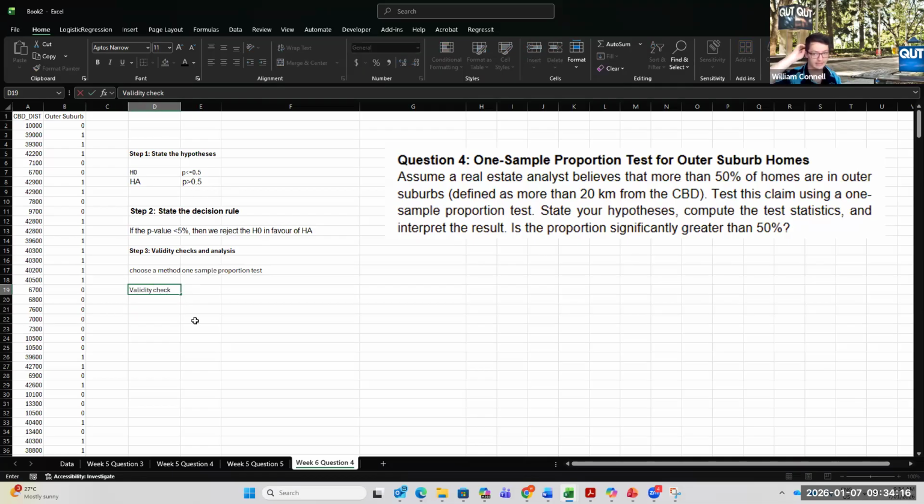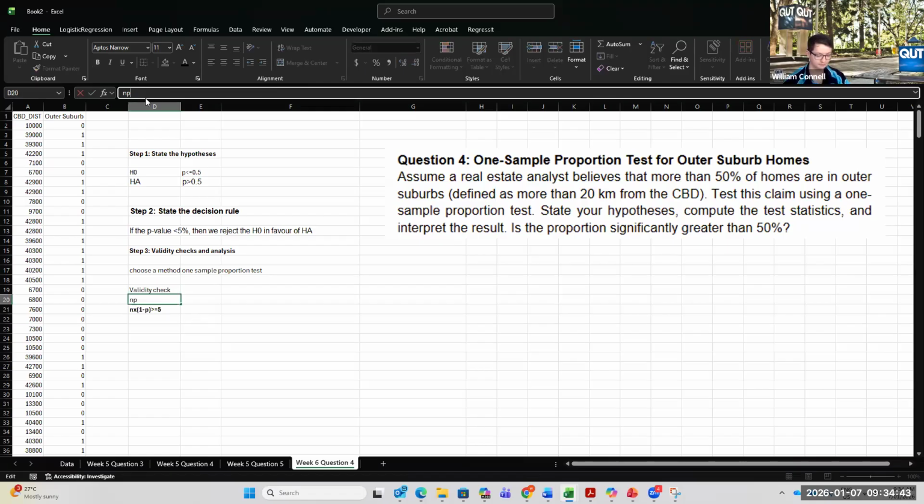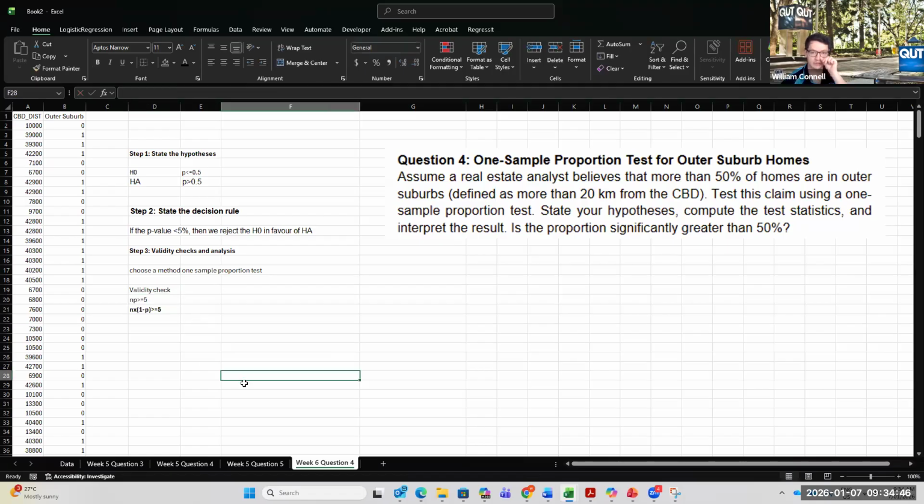Now that we have our particular method, we can actually go ahead and, sorry, not perform the test, do the validity checks before we get into it. The validity checks for a one sample proportion test are that n times p and n times 1 minus p are both greater than or equal to 5. This basically ensures that the sampling distribution for our proportion is approximately normal, which we need in order to calculate the p-value for this test.